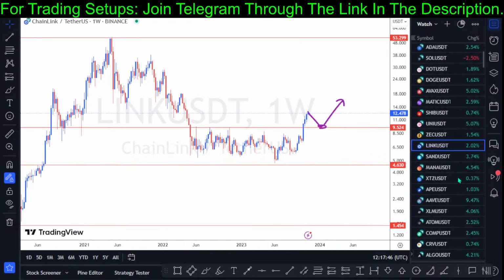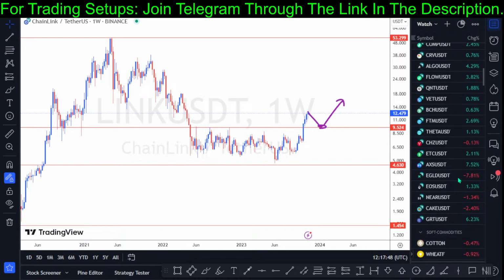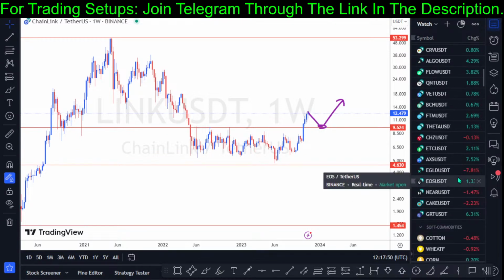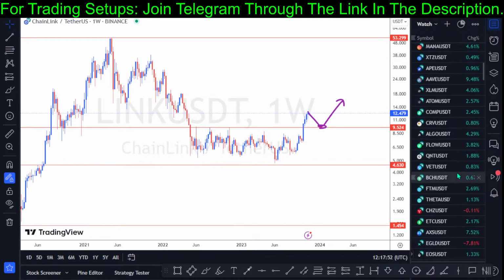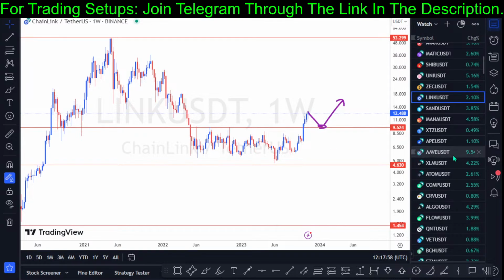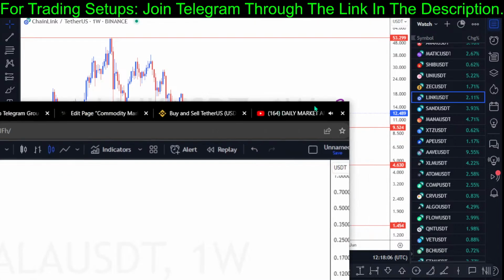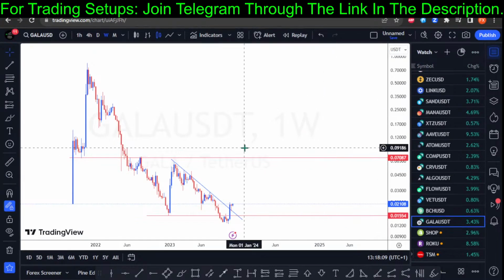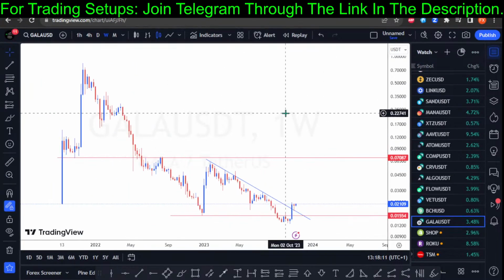So Gala. I also have Gala. Let me check out if I have Gala right here. I share the analysis on Gala with traders in my live stream, right? So let me show you what I have on Gala for those of you who are looking out for trade opportunity. This is what we have on Gala.